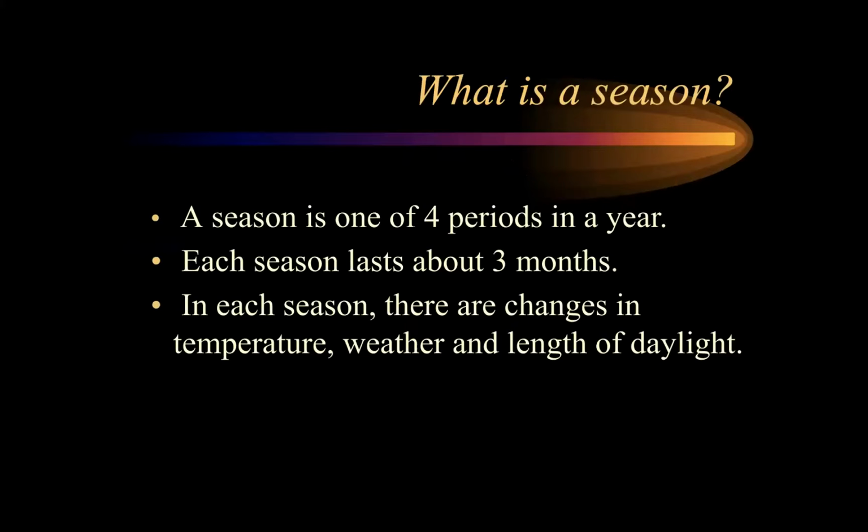A season is one of 4 periods in a year. Now we know, hopefully you guys know, that there are 12 months in a year. Each season lasts about 3 months. In each season, there are changes in the temperature, meaning how hot and cold it is, the weather patterns that are basically happening in each season, whether we're getting a lot of precipitation, rain, or whether it's dry, and even the length of daylight that we have each day. Some days are going to be shorter and some days are going to be longer simply because of the season that those days are in.